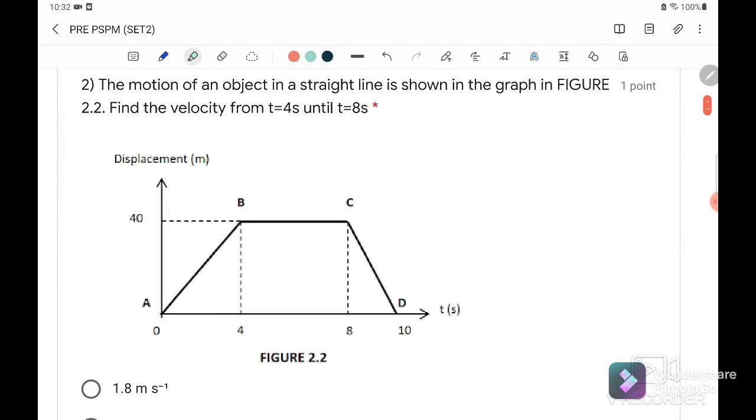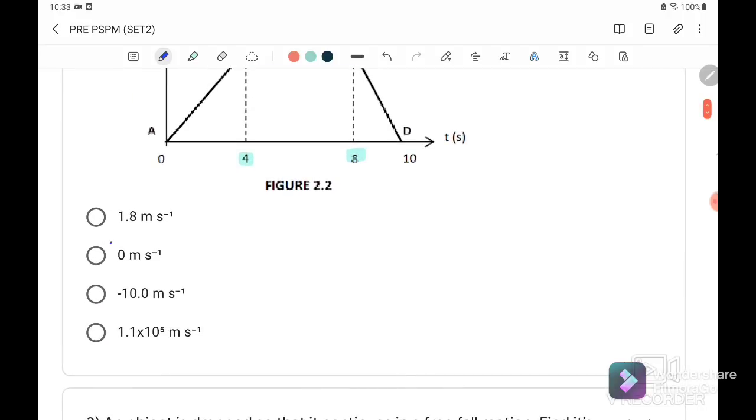The motion of an object in a straight line is shown in the graph. Find the velocity from t equals 4 seconds until t equals 8 seconds. From 4 seconds to 8 seconds, the displacement stays the same, equal to 40. The velocity is equal to the gradient of the x-t graph, meaning the object is at rest from 4 until 8 seconds. So the answer is B.